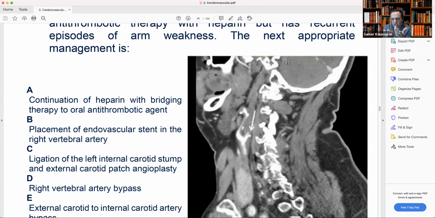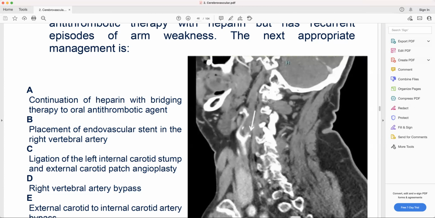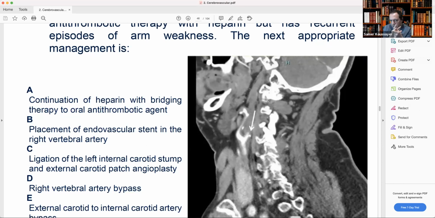one of the collaterals for the internal comes from the external. Then the blood starts flowing from the external to the internal through this collateral, especially through the ophthalmic artery, as you said. Then any small clot can go through the external, through the branches, especially the ophthalmic artery, and go to the brain and cause TIAs.